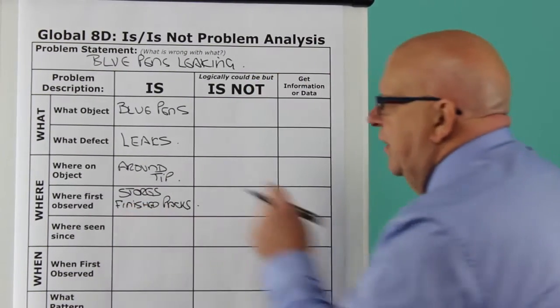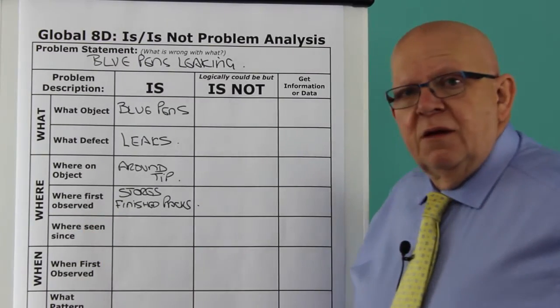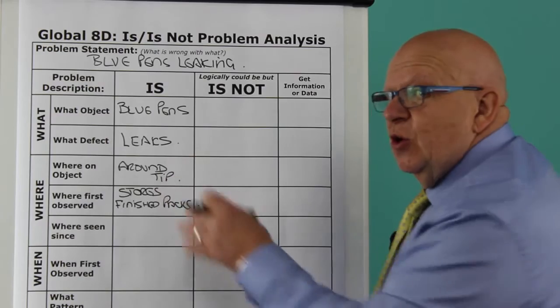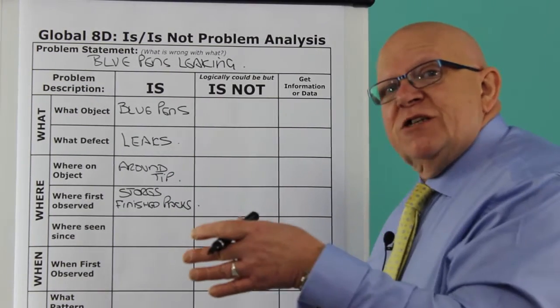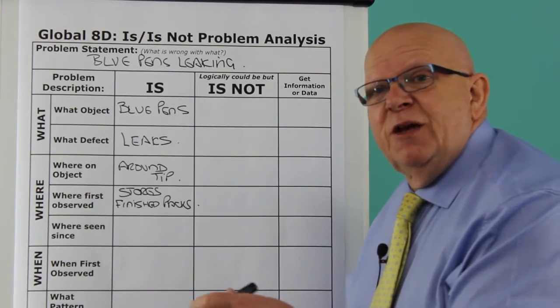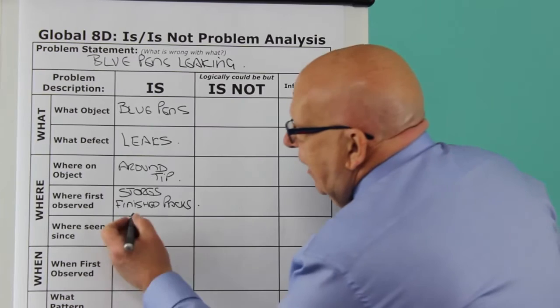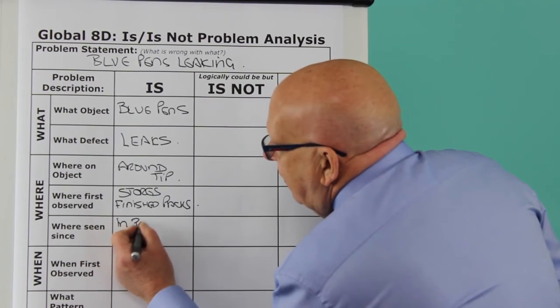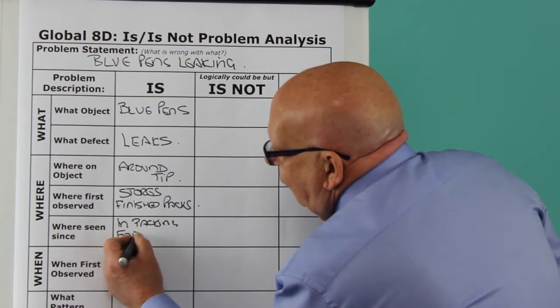So, stores, finished packs. Where seen since? Well, since we've seen it in the stores, we've actually gone back and looked up the line, and we found that we've got some in the finished packs at the end of assembly, but also in the individual pens at the end of assembly. So, we're going to say in packing and end of assembly.